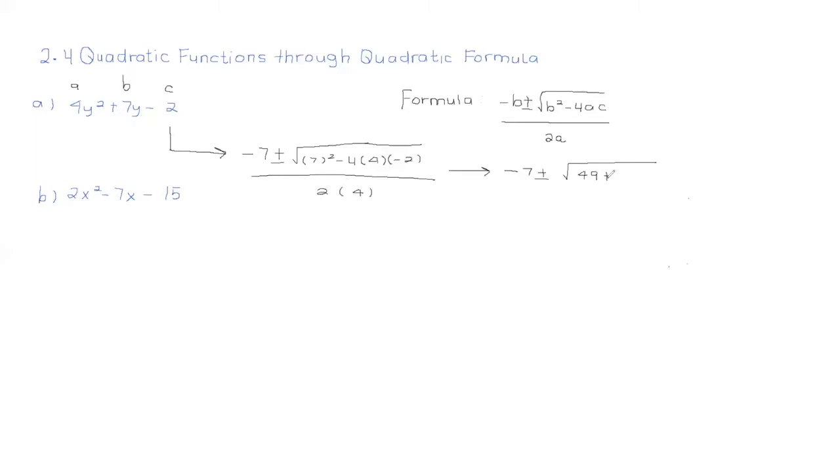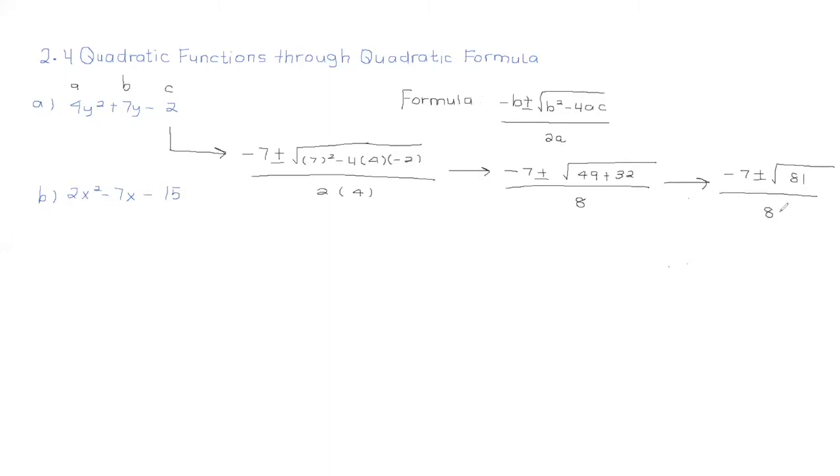We're going to solve the equation underneath the square root. So that equation would be 49 plus 32. Then we're going to solve 2 times 4, which is 8. So if we simplify that further, we get negative 7 plus or minus, and we have to do the addition under the square root, which would be 81, over 8.